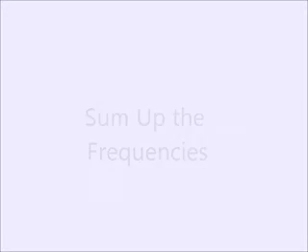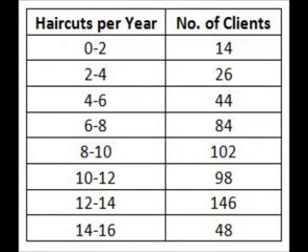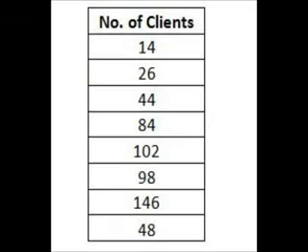Sum up the frequencies. In order to represent the haircuts data set in a density histogram, we have to first represent the height of each bar as a percentage of the total. That total is where the addition step comes in. We start by taking the heights of each bar and adding them all up.